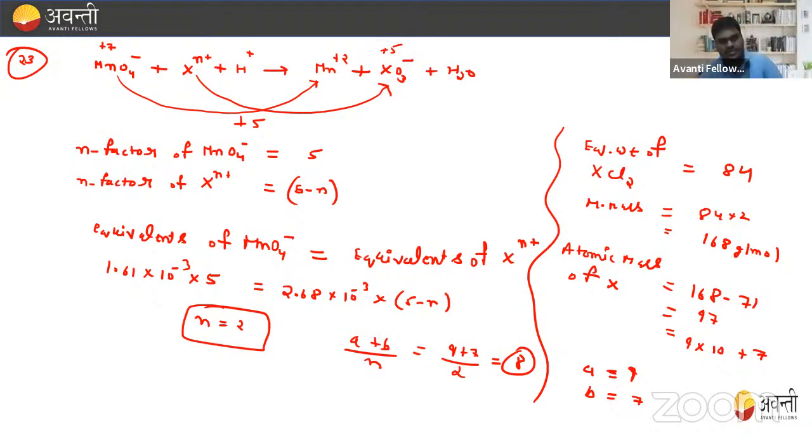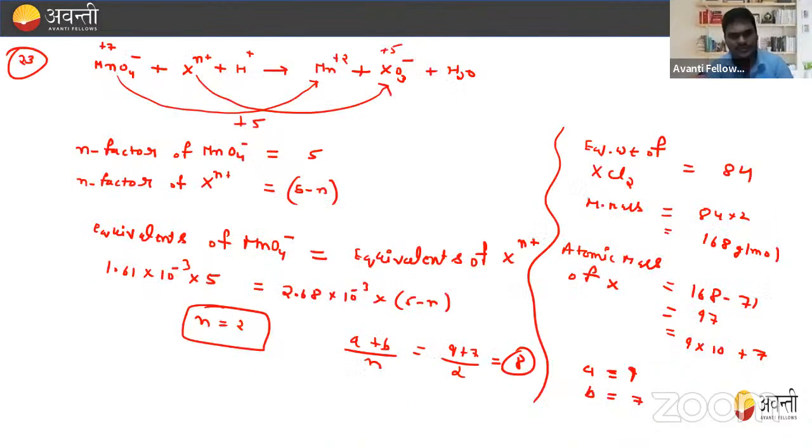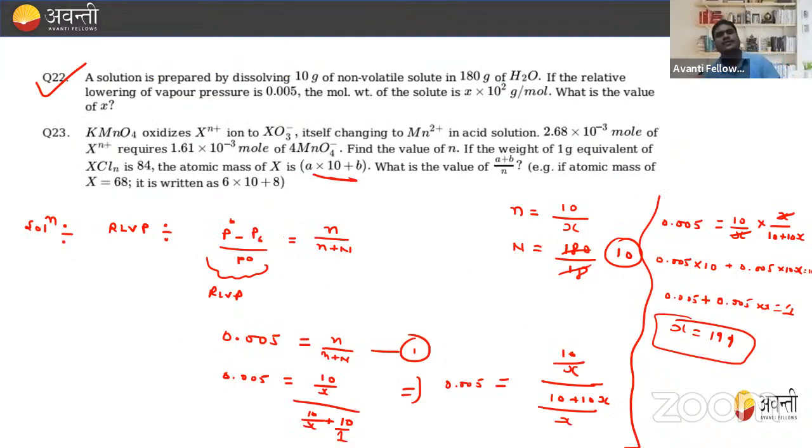In this question, we first have to calculate the n factor. According to equivalent mass, this n comes out to be 2. In this question, KMnO4 oxidizes Xn+ into XO3, itself changing to Mn2+ in acidic solution. 2.6 into 10 to the power minus 3 mole of Xn+ requires 1.61 into 10 to the power minus 3 mole of MnO4 negative, right? Now find the value of n. So we calculate n here.